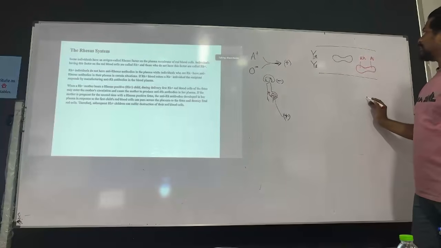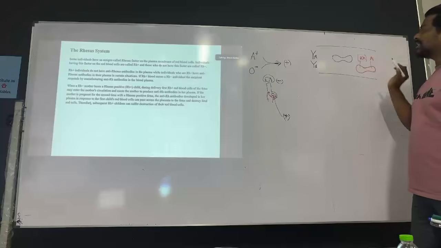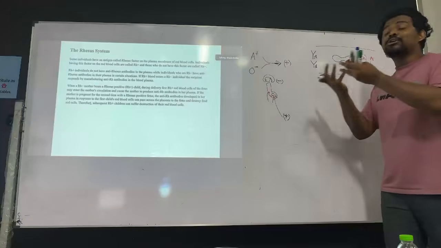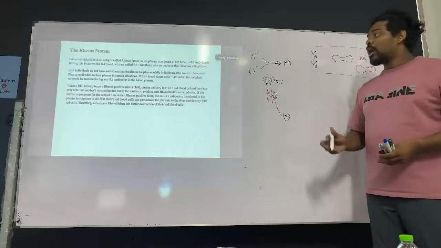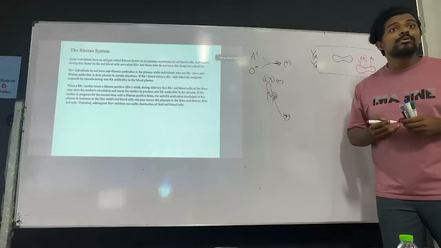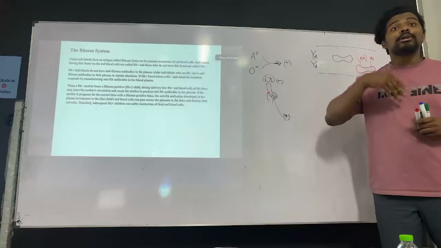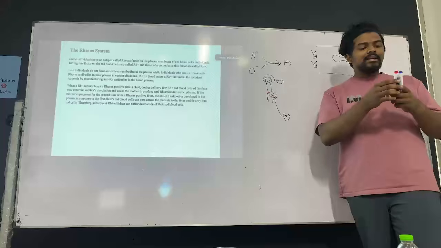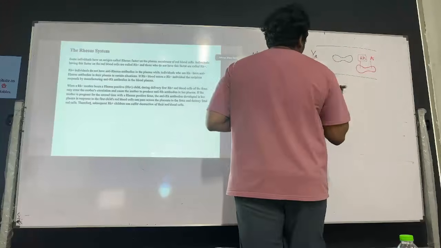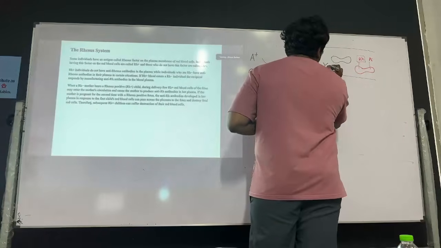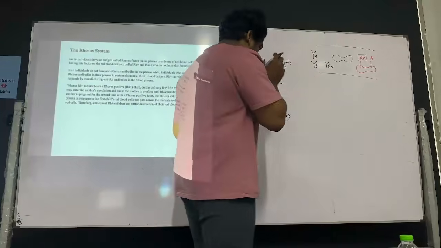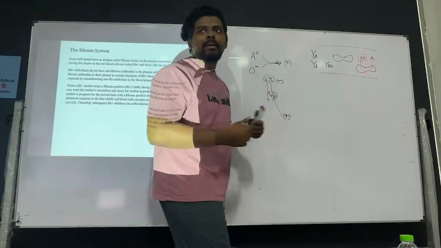So now what happens? This RH antigen is now exposed to the mother. Now what will the mother's immune system do? It will start producing RH antibodies. So now why is that a problem? It will start producing RH antibodies. So now the baby came out.